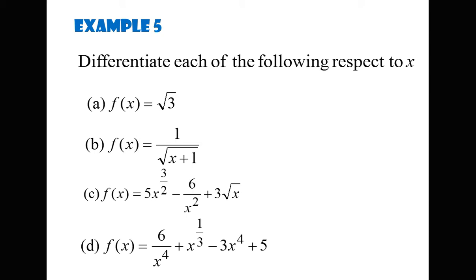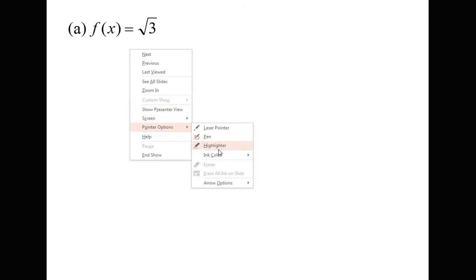So, how to solve A? So, A is constant. So, how to differentiate constant? Differentiate constant, the answer is 0. For this one, you get 0. So, f prime x equal to 0.